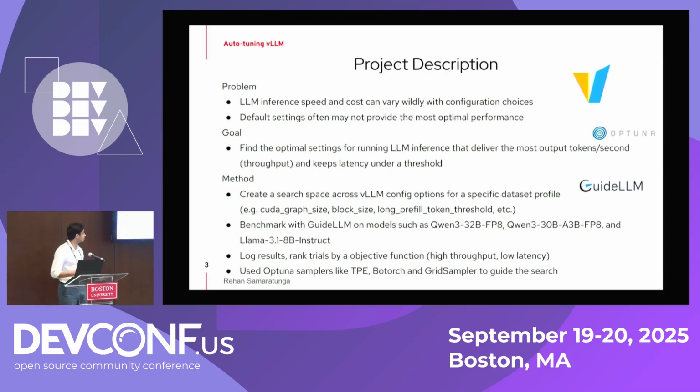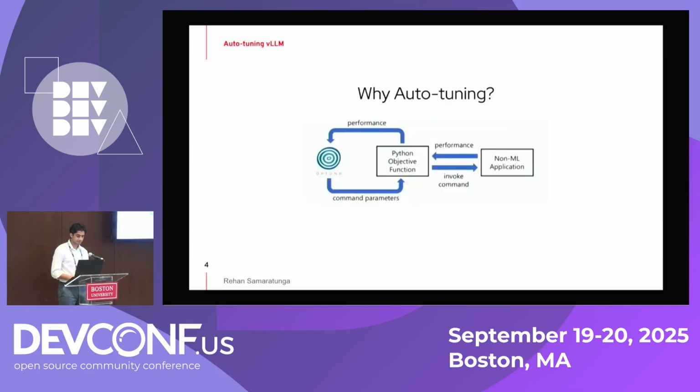This includes a couple that are right here, and I'll go into it later in a different slide. I benchmarked with GuideLLM on models such as Qwen3-32B, Qwen3-30B-A3B FP8, which is a MoE model, and a Llama 3.1 instruct, and then logged those results, ranked trials by objective functions, and used Optuna samplers like TPE, BoTorch, and Grid Sampler to guide the search.